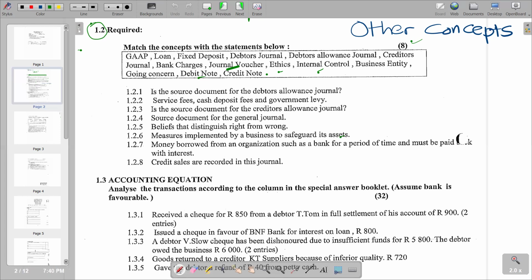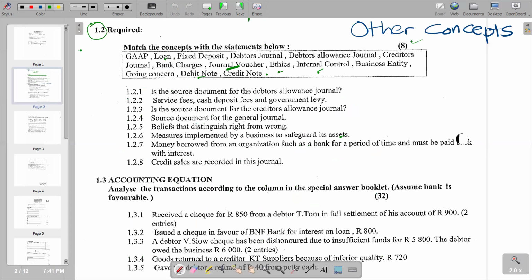Then we move on to the next part of our question, 1.2.7. Money borrowed from an organization such as a bank for a period of time, which must be paid back with interest. So basically, we know that this is a loan, and we have a loan here. Interest is the cost of borrowing money. So basically, that's what we have for 1.2.7.